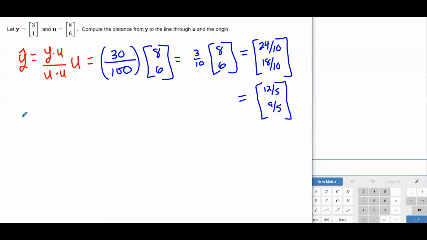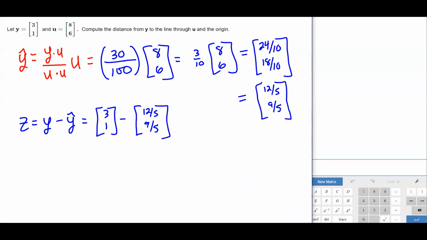So now we need to find z. Z is y minus the projection. So y is 3, 1, and we're going to subtract the projection. Let's change y so that it's a fraction over 5. So we'll call this 15 over 5, and this is 5 over 5. 15 minus 12 is 3 fifths. 5 minus 9 would be negative 4 fifths. So that's z.